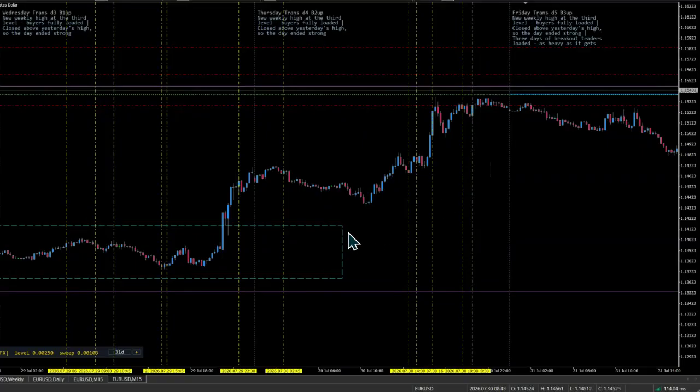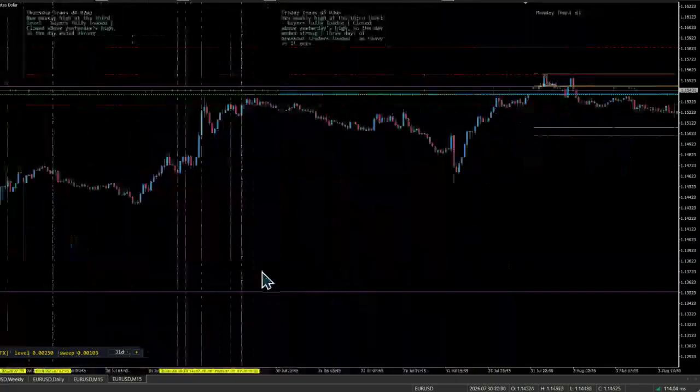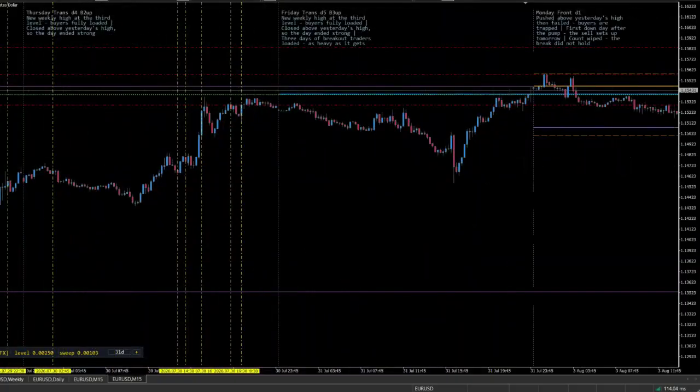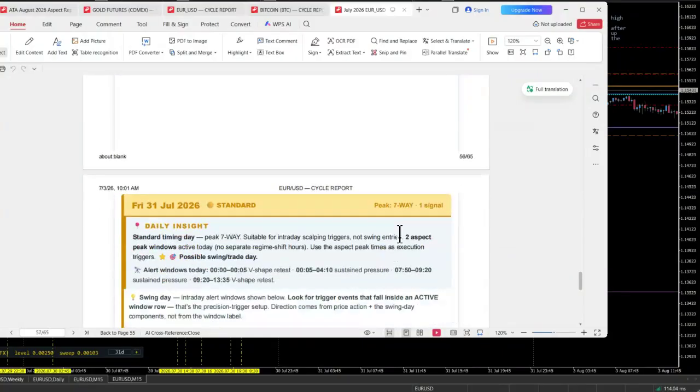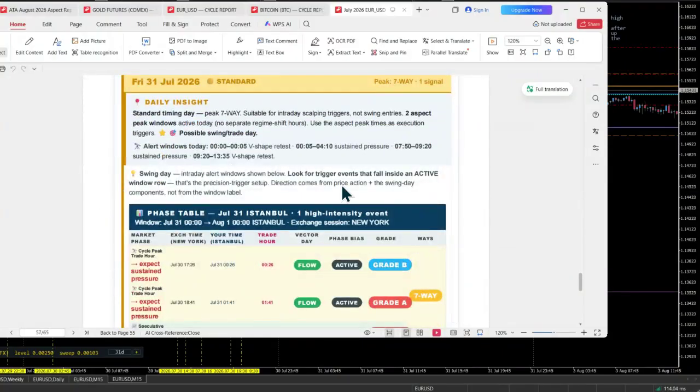Let's take a look at Friday. Now, Friday was a flow day. All right, so all we have to do is pick up the pieces from Thursday. So what I have is a V-shaped retest. That's pretty much on midnight, so it won't be there.